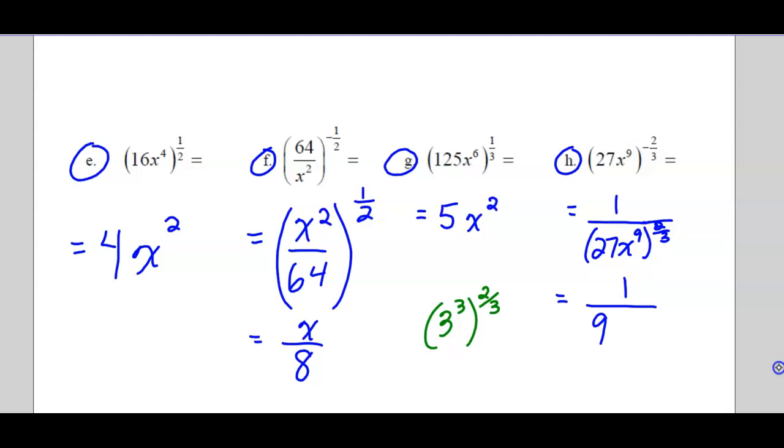Okay, so next part, x to the 9 raised to the 2/3. Multiply those together. 18 over 3 is 6. All right. Turn over the page.